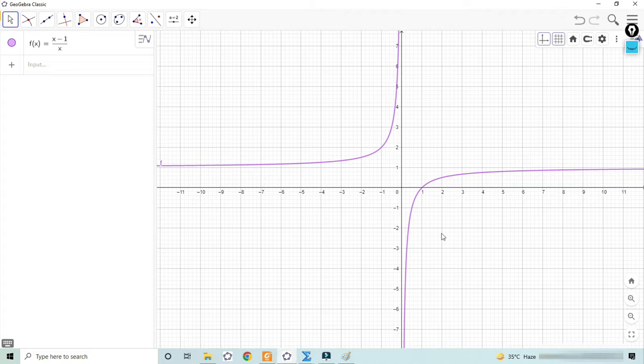Using the software, we can also illustrate and observe that this is the graph of the given function x minus 1 upon x, and when x approaches positive infinity, the graph moves up to 1, and when x approaches negative infinity, the graph comes down towards 1, which also verifies the answer.